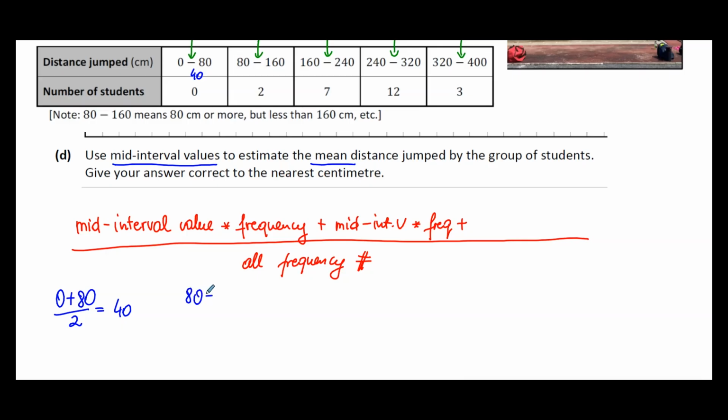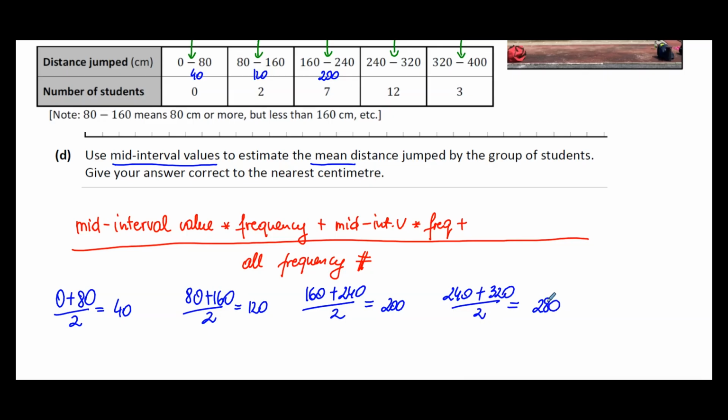Again, 80 plus 160 divided by 2 gives you a mid-interval of 120. 160 plus 240 divided by 2 gives you 200. 240 plus 320 divided by 2 gives me 280. And the last one, 320 plus 400 divided by 2, gives me 360.